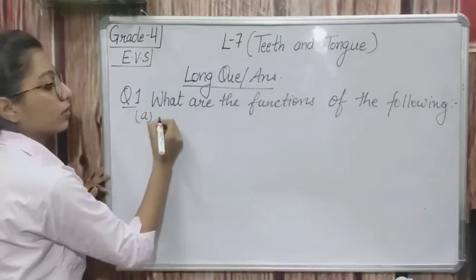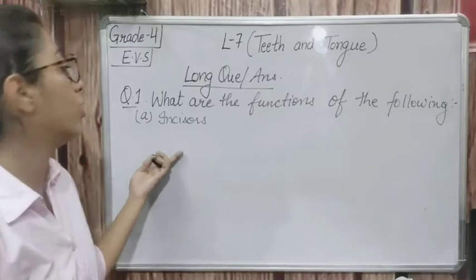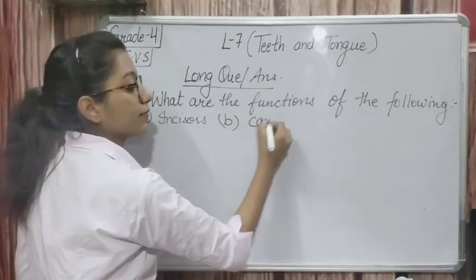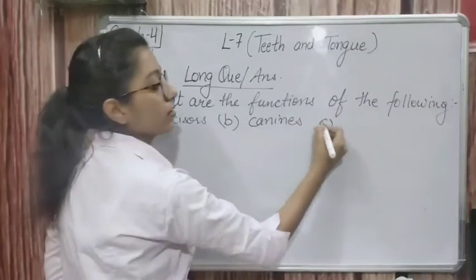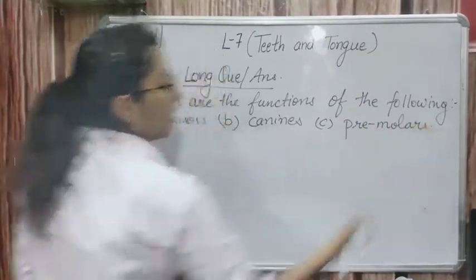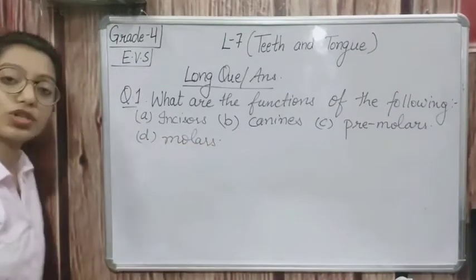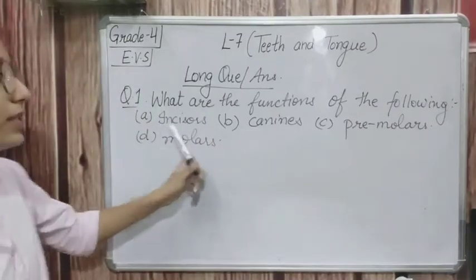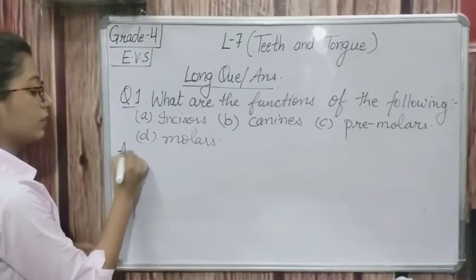First is incisors. What are the functions of incisors? Second is canines. Then third is premolars. And the fourth one is molars. So in this question, we have to tell the function of each kind of teeth, like incisors, canines, premolars and molars. So we are starting the answer now.